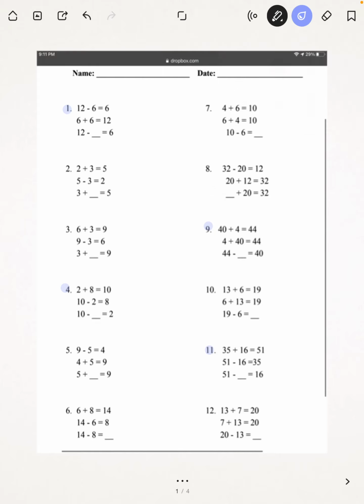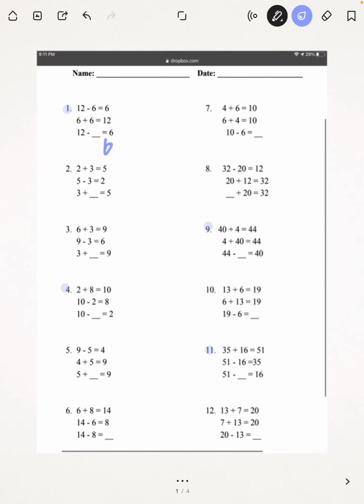Question one, it's subtraction. You have to find what's in the blank. So, 12 minus 6 equals 6. 6 plus 6 is 12. 12 minus something equals 6. Basically, what you have to do is just find out what the missing number is. Here, it's 6, because there's two 6s and there's only one 6 in there.